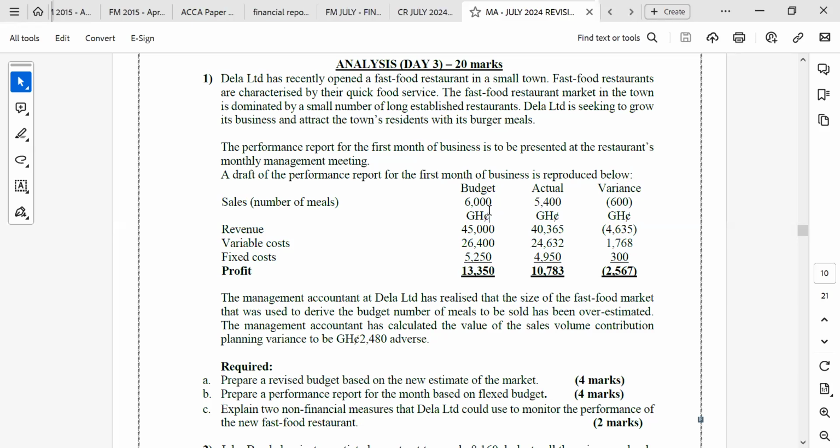We are budgeting for 6,000 and the revenue over there is 45,000. If 45,000 is for 6,000, then how much will be for 5,400? That is what we do.